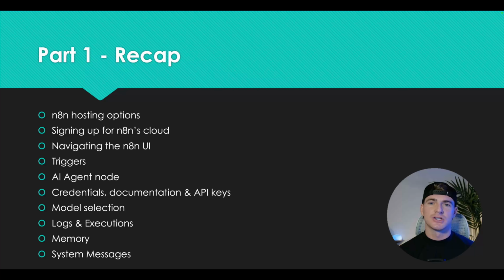Finally, we covered system messages. Now, this is something which we're going to cover again today because system messages are extremely important. That is the internal set of instructions which our AI agent is going to follow. So if we give it access to multiple different tools and different tasks, it knows which order to carry out those tasks and which tools to call in which circumstances.